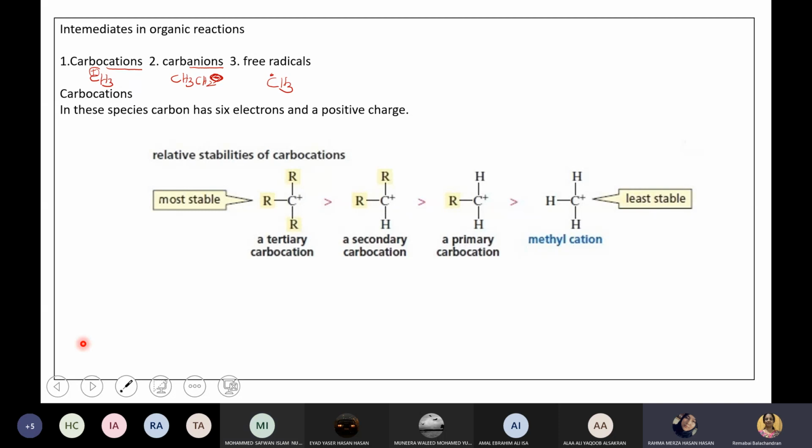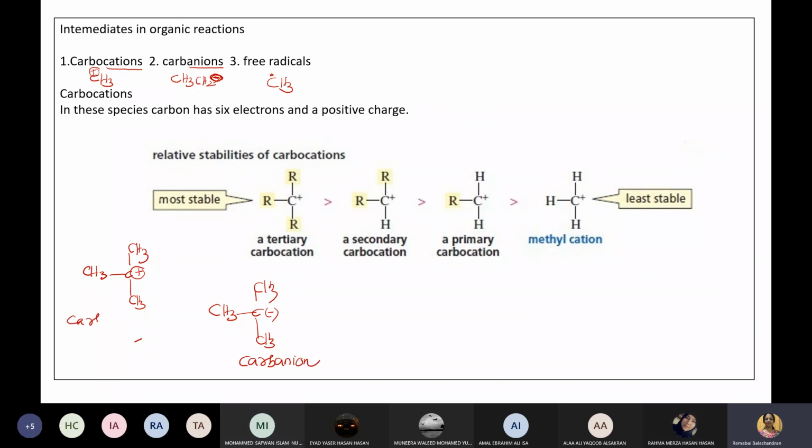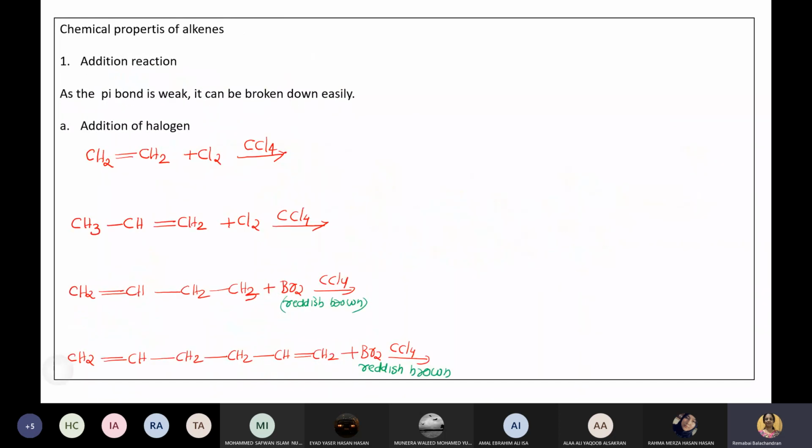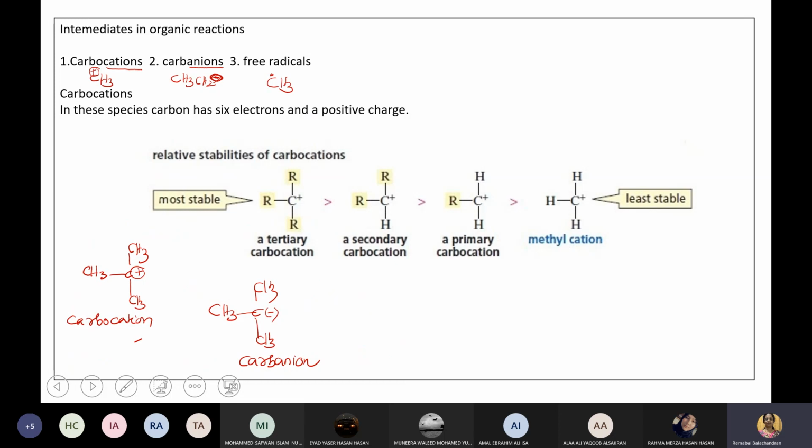Look here, my dear. Look at the tertiary one. I will take a pen. Say CH3, CH3, CH3 with positive charge. Now I have another one, CH3, CH3, CH3 with negative charge. So this is a carbanion, right? And this is a carbocation.